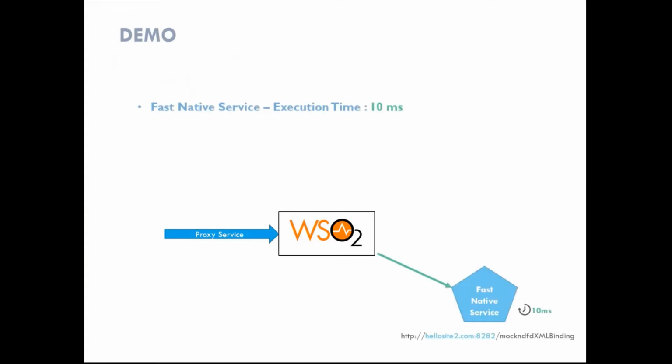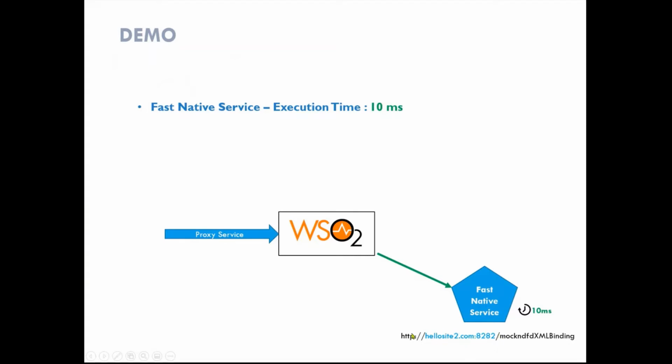So we start with a native service. As you can see, this native service is depicted as a fast service and it takes 10 milliseconds to execute. I have done this by hosting the service as a mock service in SOAP UI. And as you can see, the domain name has been consciously chosen as hellosite2.com. This just resolves to my localhost, my laptop, where the SOAP UI proxy is running.